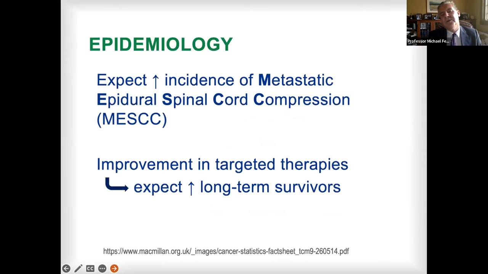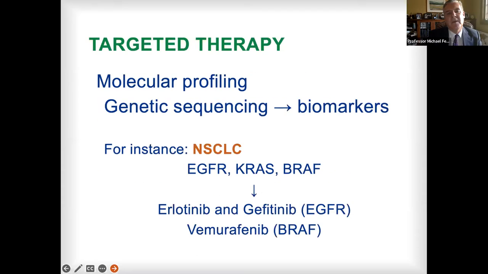It's quite interesting. So the epidemiology of metastatic spine cancer is increasing, and we're seeing more of these cases. And we can expect greater percentages of long-term survivors because of targeted therapies that are evolving. And it's important that these cases be considered from a multidisciplinary format. And molecular profile with genetic sequencing and the identification of biomarkers can have a very significant impact. So for example, if we consider non-small cell lung cancer, the prognosis has been dramatically impacted by the identification of various molecular markers. And in particular, the EGFR receptor is associated with substantially improved long-term survival. And this can influence your treatments.